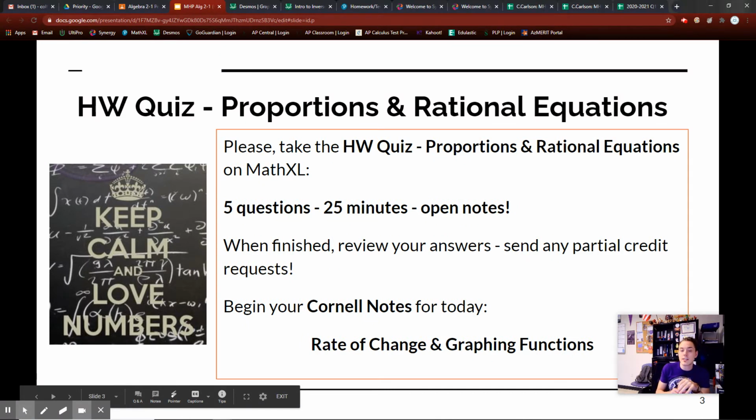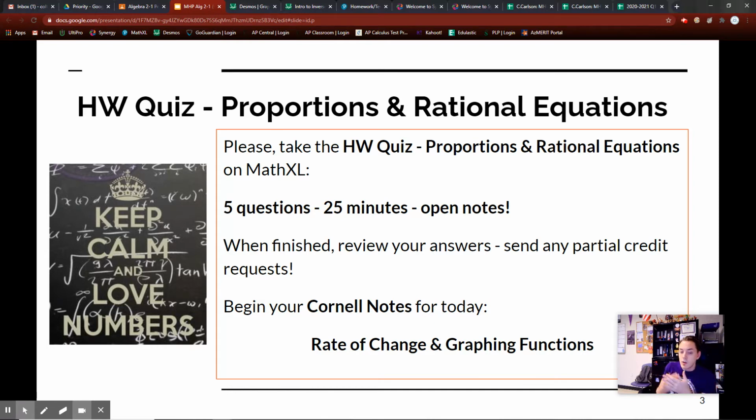So the homework quiz, proportions and rational equations, 5 questions, 25 minutes, of course open notes. When you're finished, you can begin your Cornell Notes, rate of change and graphing functions.